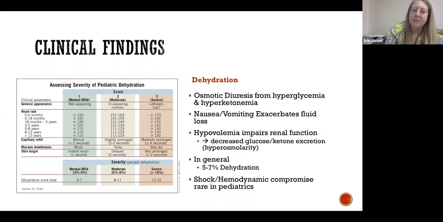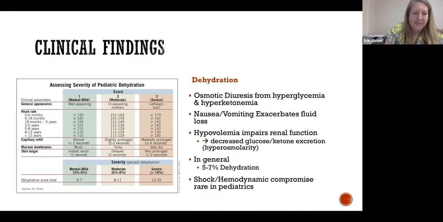Usually these kids will present about 5 to 7% dehydrated. And we tend to overestimate their dehydration. That doesn't have a whole lot of impact upon their clinical recovery, but it's just kind of good to know that we tend to overestimate their dehydration levels. Full shock and hemodynamic compromise is really rare in pediatrics from DKA, but it's important to assess for in your initial assessment.